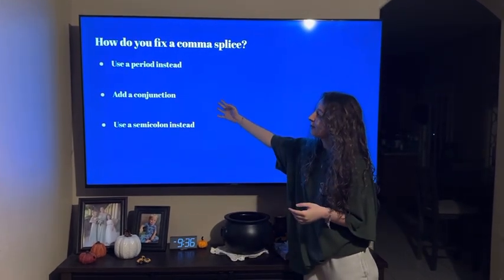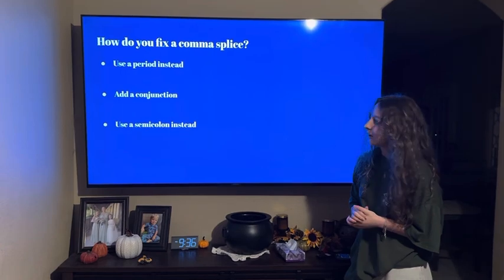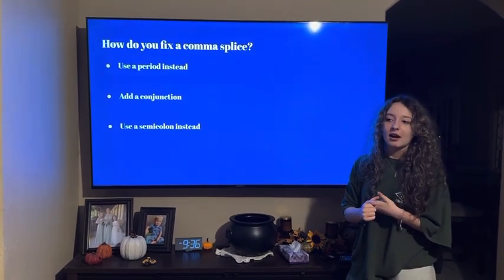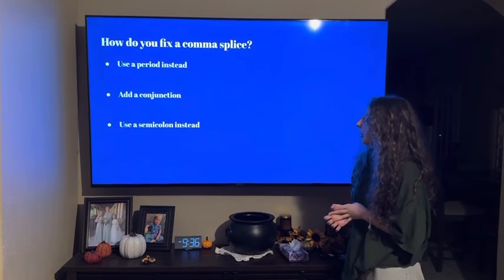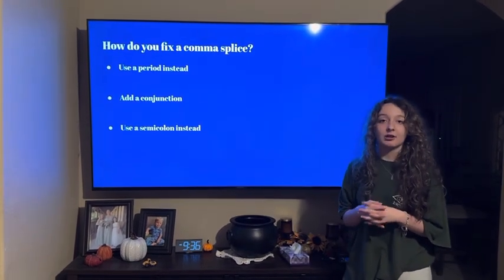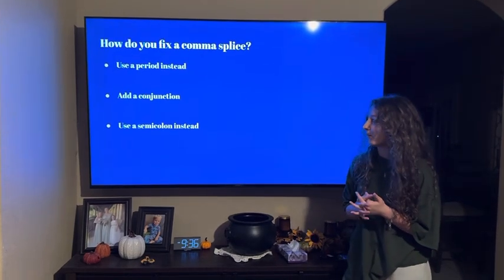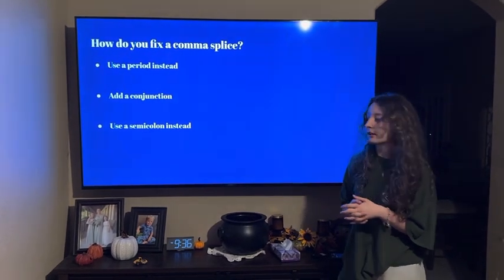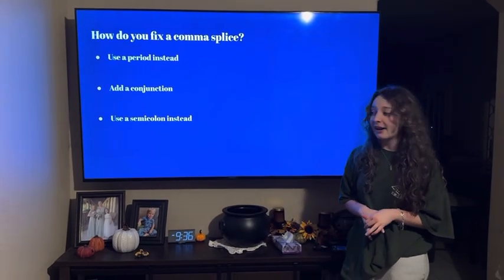Another way is to add a conjunction. A conjunction word would be like using if, however, but, and. Using that word after the comma is able to connect the two, and it's able to make it more grammatically correct. And then finally, using a semicolon instead.